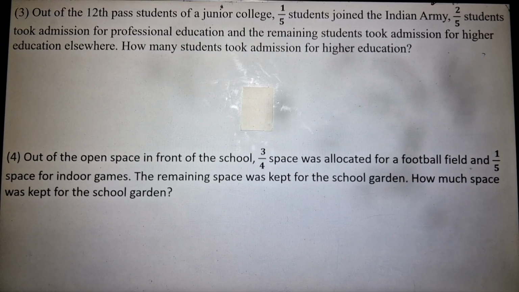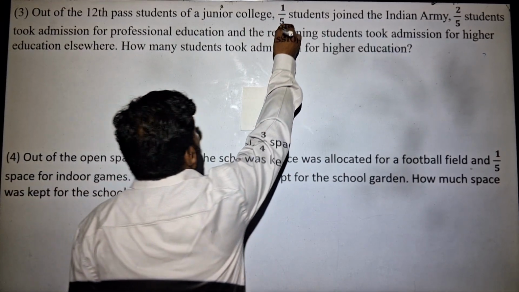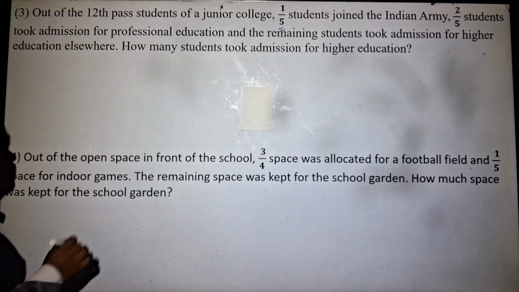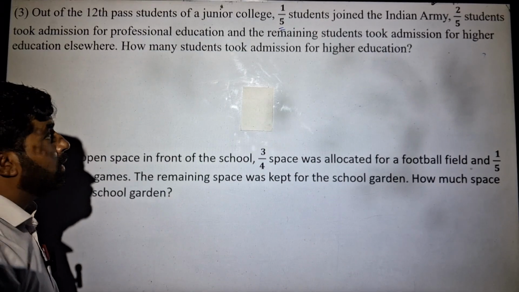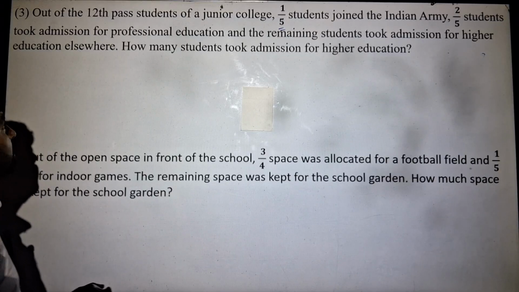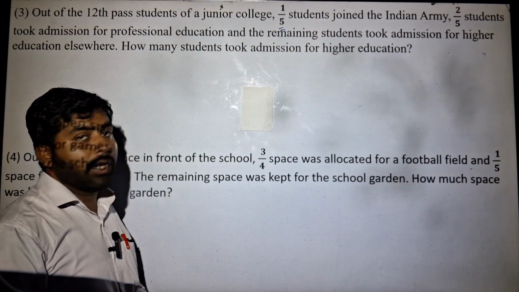Question number three. Out of the 12th pass students of a junior college, 1 by 5th of the students joined the Indian Army, 2 by 5th of the students took admission for professional education, and the remaining students took admission for higher education elsewhere. How many students took admission for higher education?